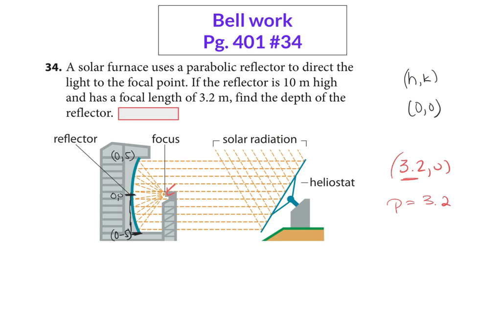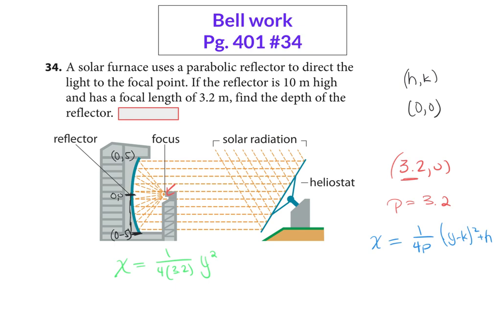So now I have everything I need for my function. I have my p, which I can figure out my a from, and I know my h and k. If I were to set this up in standard form, it's going to be x equals 1 over 4p, times (y minus k) squared, plus h, right? In this case, my h and k are 0. So it's going to look like this: x equals 1 over (4 times 3.2) y squared. All right.